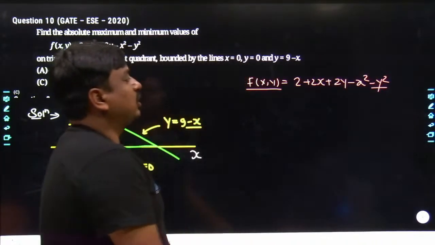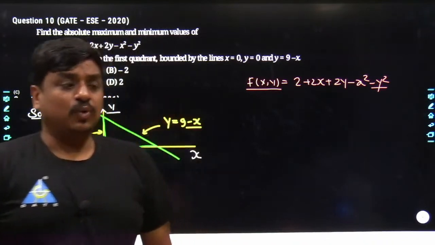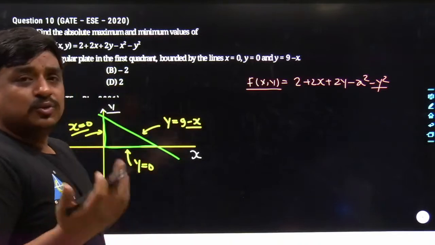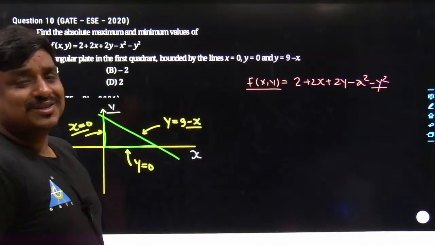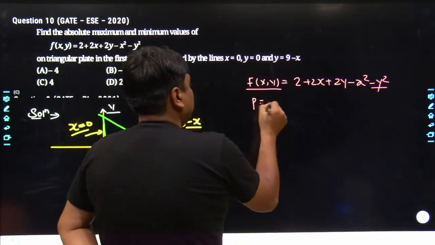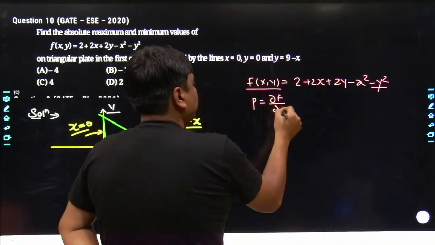And as they have been talking about the maxima and minima which are getting involved with this, what would be your approach, my dear friends? We used to calculate a few important coefficients which start from p and go till t. Yes. So let me focus on that. P. How is p being defined? It's partial f divided by partial x.